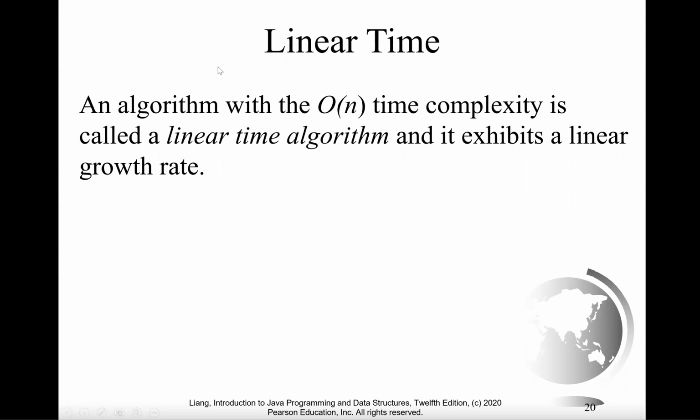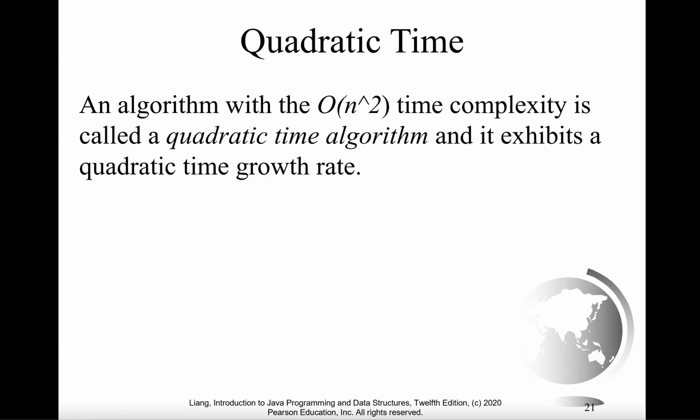Linear time. An algorithm with the order of n time complexity is called a linear time algorithm, and it exhibits a linear growth rate. So when the input doubles, the time doubles. Quadratic time. An algorithm with the order of n squared time complexity is called a quadratic time algorithm, and it exhibits a quadratic time growth. If the input is doubled, the time is quadrupled.